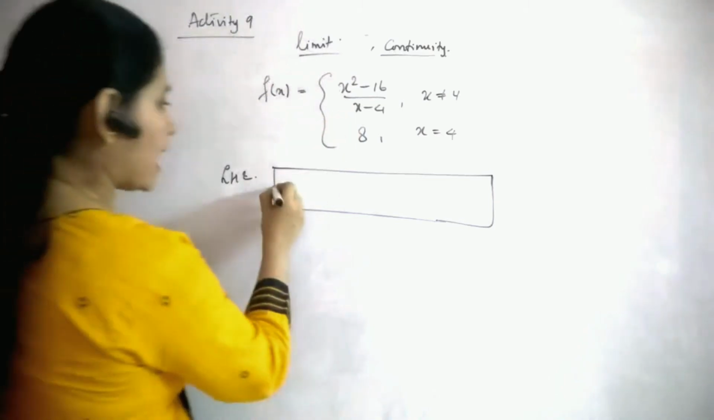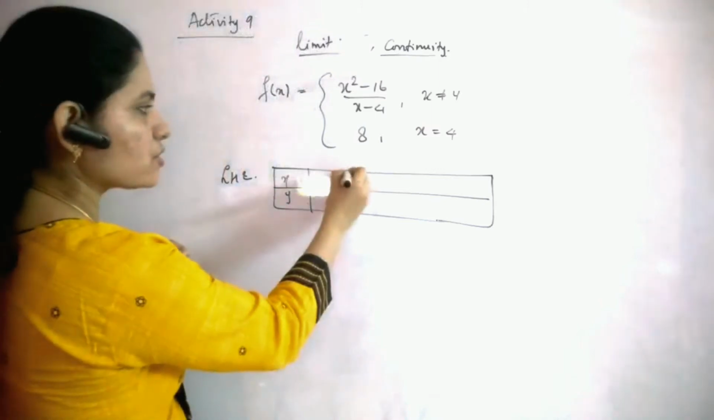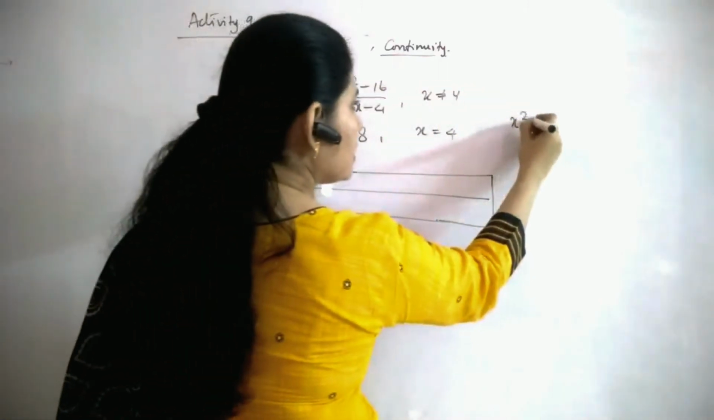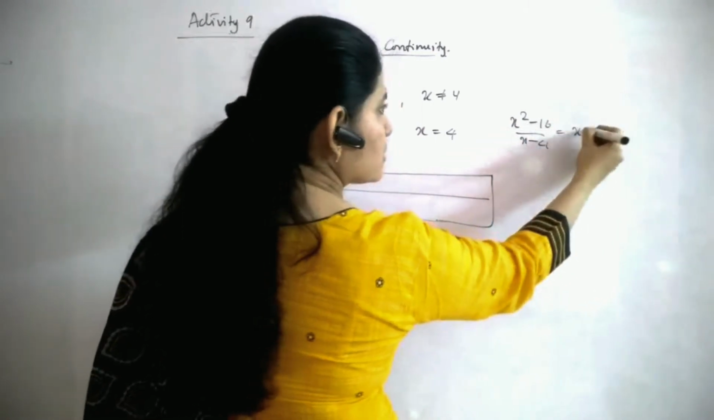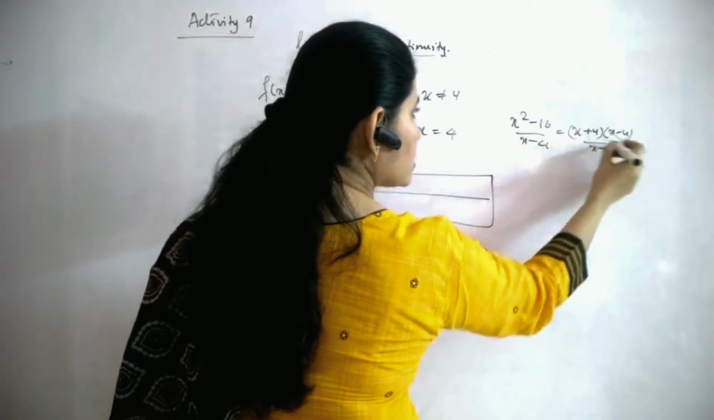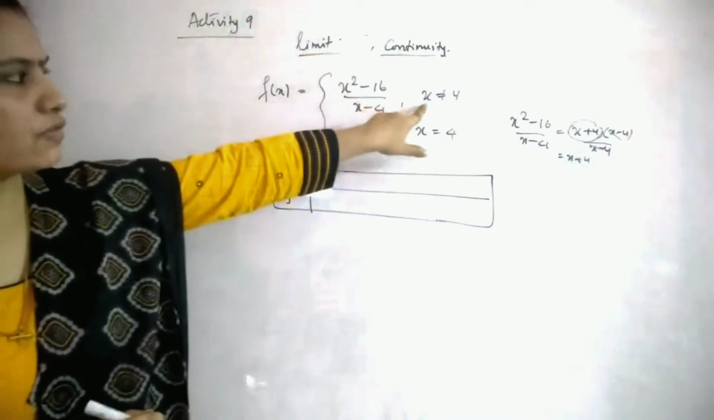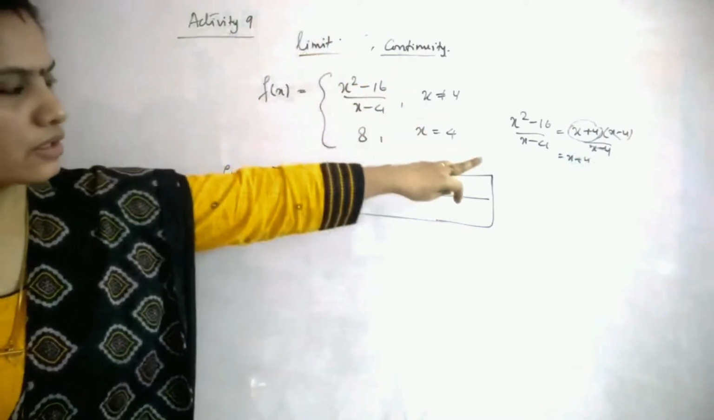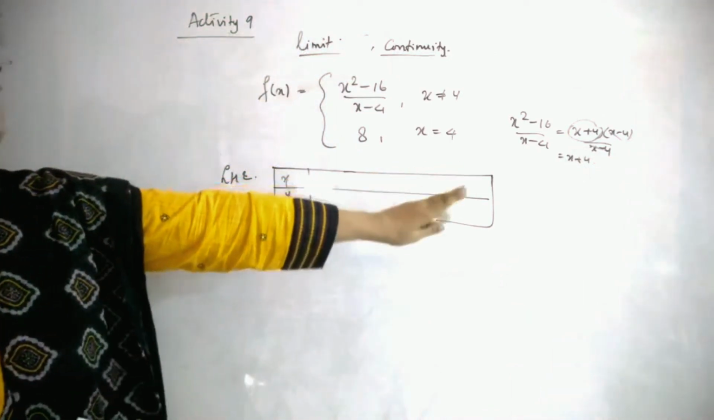When you take the values x and y, it is not compulsory that you use the calculator, because this function can be reduced and written as a square minus b square, so it is (x plus 4) into (x minus 4) divided by (x minus 4), so that you will get x plus 4. Here we are not doing that because you have to check for left and right, but for the ease of calculation, you can just see at the side and do it.